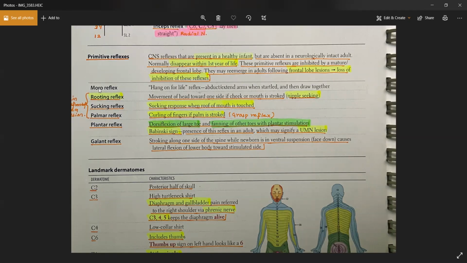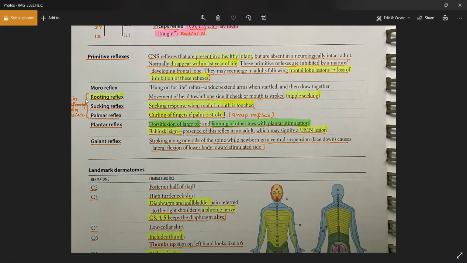The first one is the Moro reflex. That happens whenever the baby feels like it is falling. What they do is abduct or sometimes extend their arms. This reflex is also known as the startle reflex. And if you remember one disorder from biochemistry, Tay-Sachs disease, you have an increased startle reflex in Tay-Sachs disease, right? The Moro reflex was there.